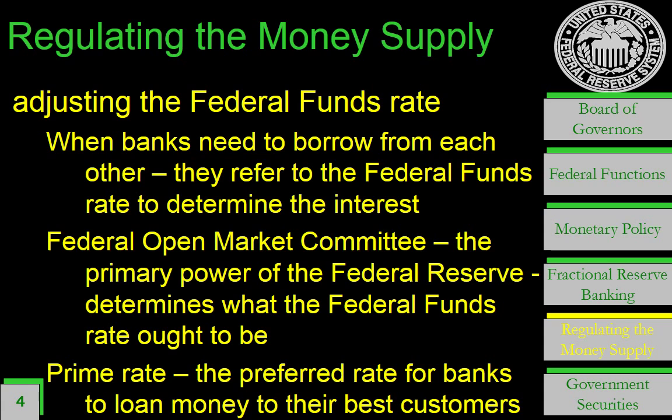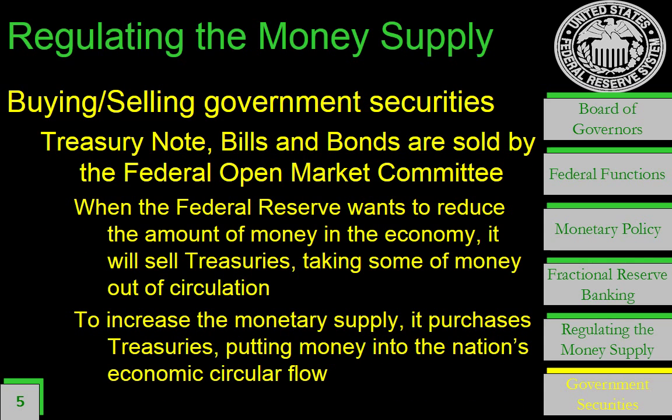So another way that the Federal Reserve also regulates the money supply is the buying and selling of government securities. See, they buy Treasury notes, bills, and bonds from the government, and then they sell them on the open market to investors. Now, Treasury notes generally are good for about 6 months. They might have interest attached to them and essentially work as cash in the investment sector.